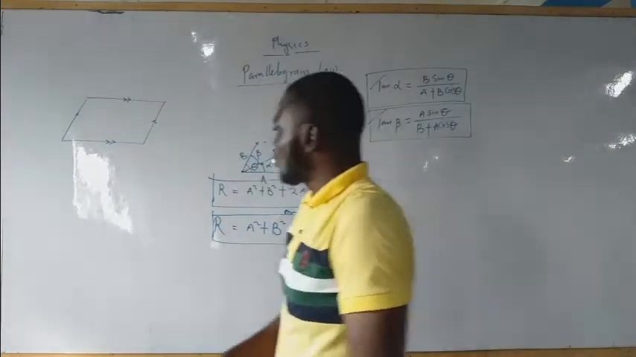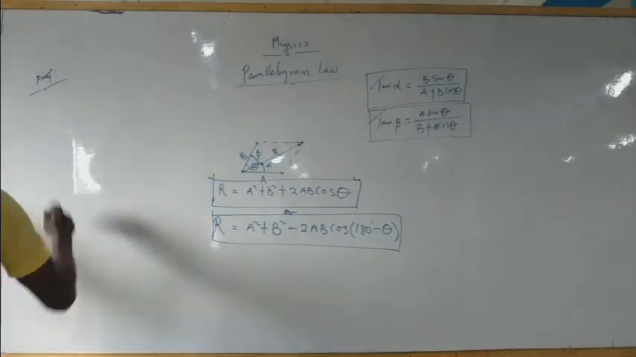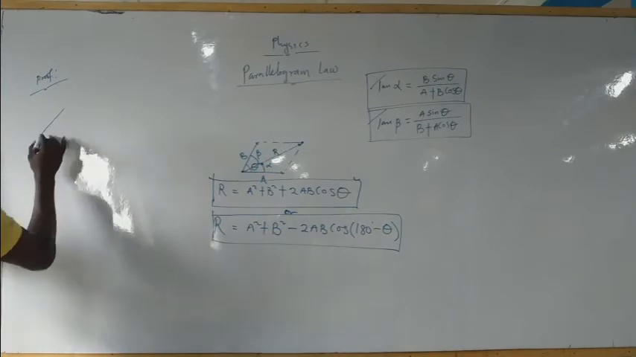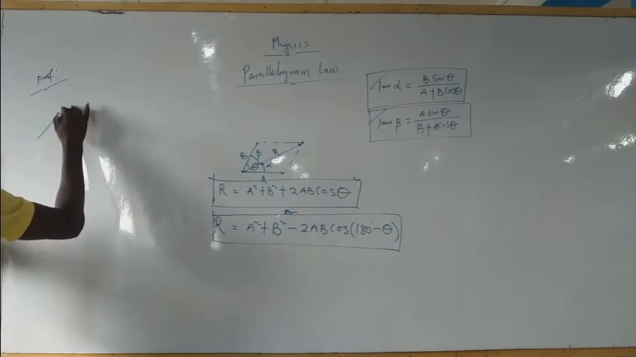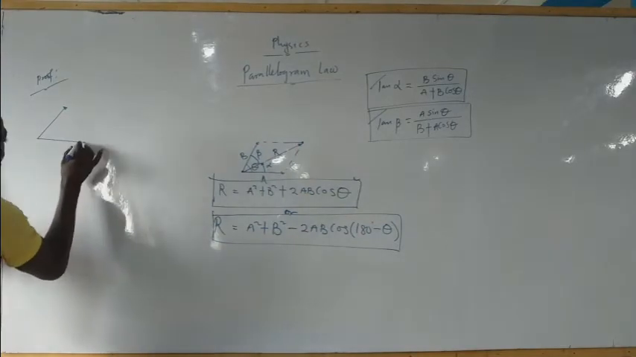So let's look at the proof. We have the first vector, that's vector B. We want to reproduce this. This is vector A.